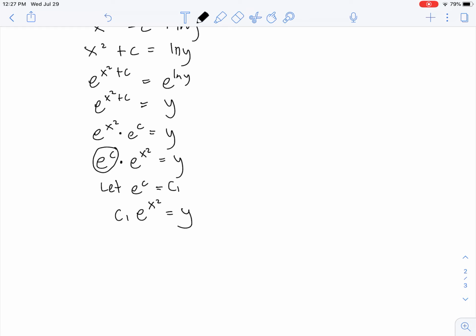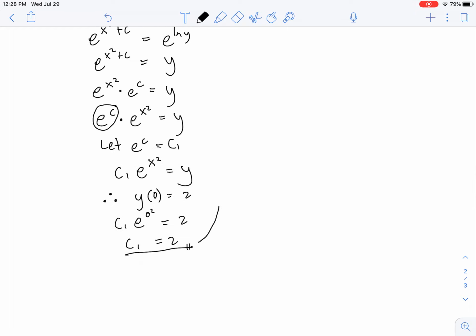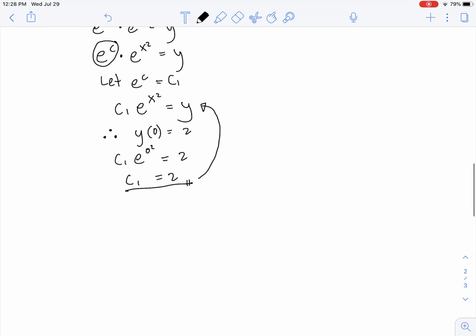Ato lang i-plug in ang mga values sa x and y. So, di ba ang value sa y is equals to 2 and ang value sa x is equals to 0. So therefore, C sub 1 e raised to x, which is 0, squared is equals to y, which is 2. So since e raised to 0 is 1, makuha na nato ang C sub 1 is equals to 2. So kumbaga nakuha natay value sa C sub 1. So kani ma-insert na nato diri. So C sub 1 is 2, so therefore 2e raised to x squared is equals to y.